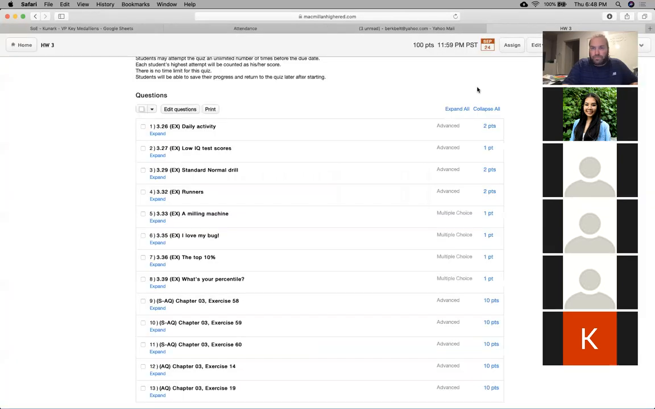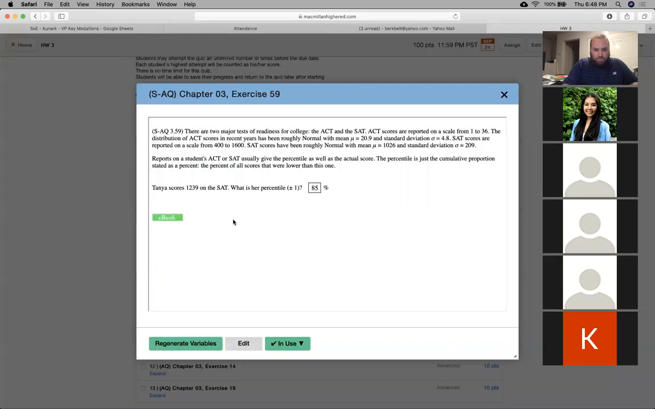So for this question, would you put above, less, or between? Which was 10 that we're on? Yeah. Well, her percentile, that's less. Her percentile, that's always less. Okay? In fact, it says the percentile is just the cumulative proportion stated as a percent. The percent of all scores that were lower than this one. Percentile. Okay?